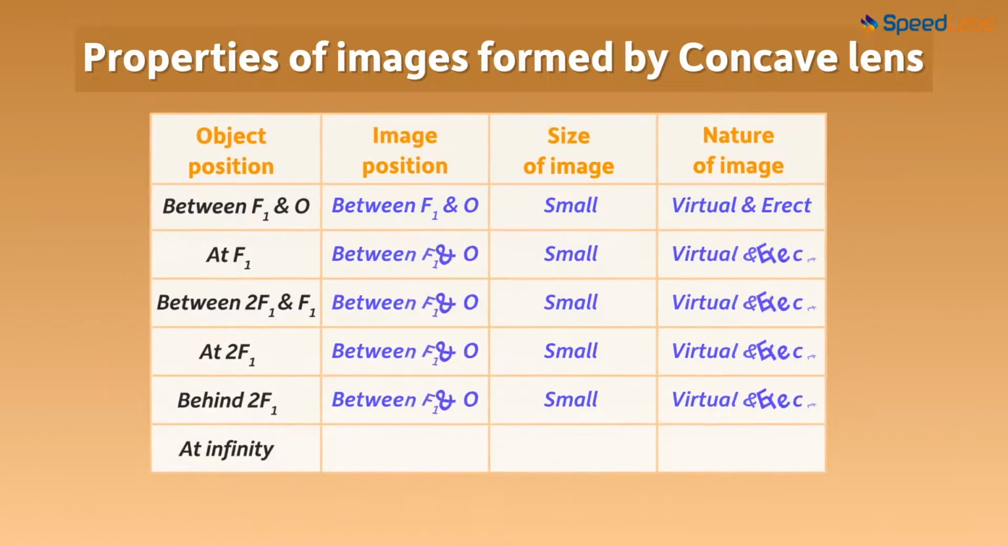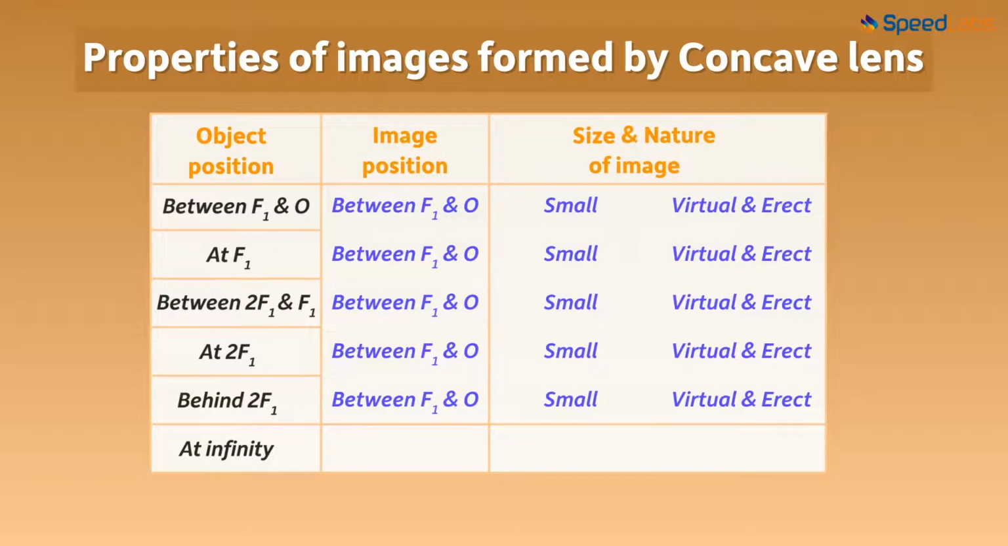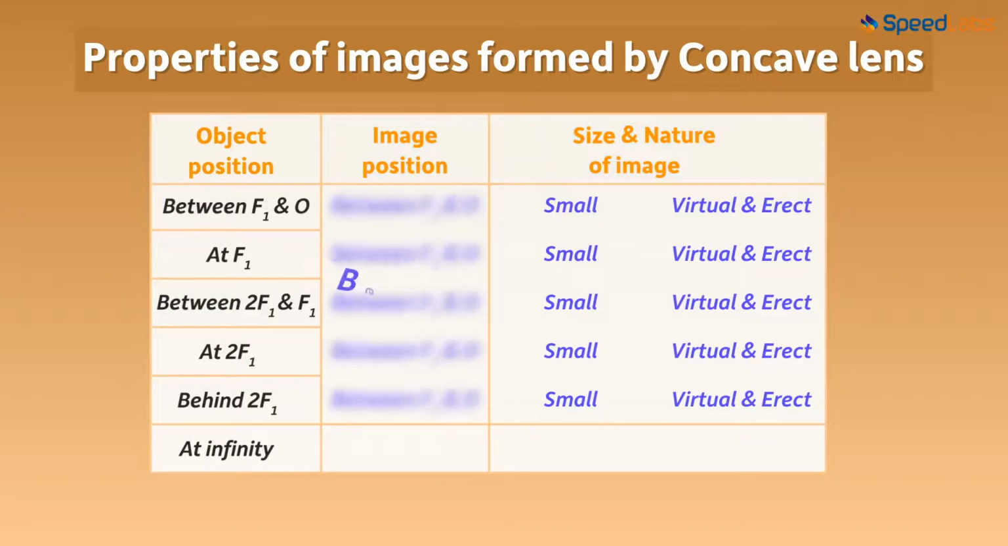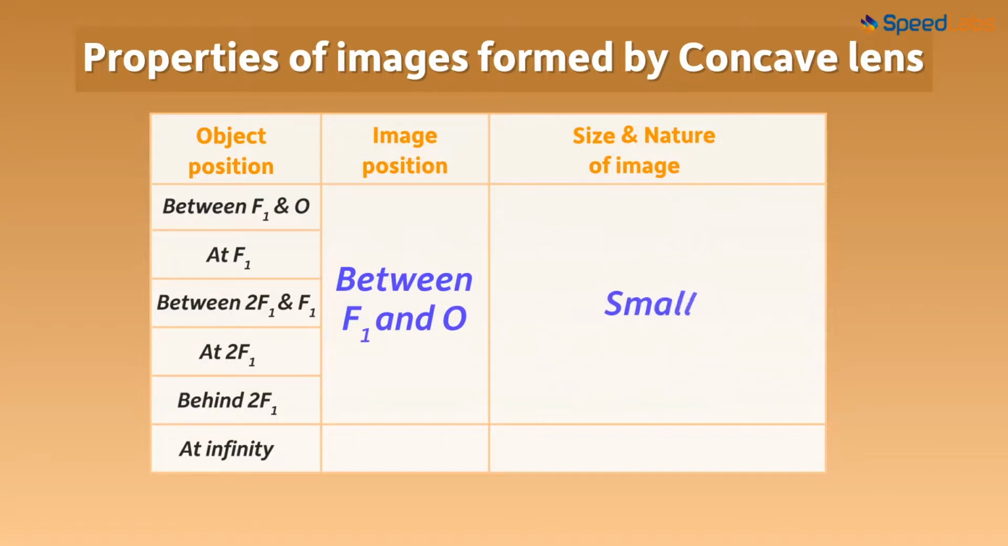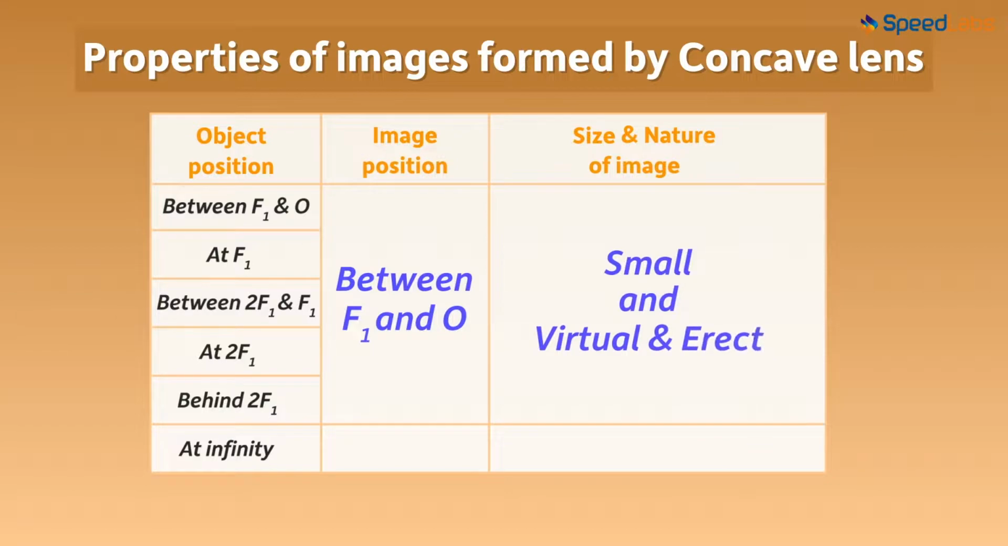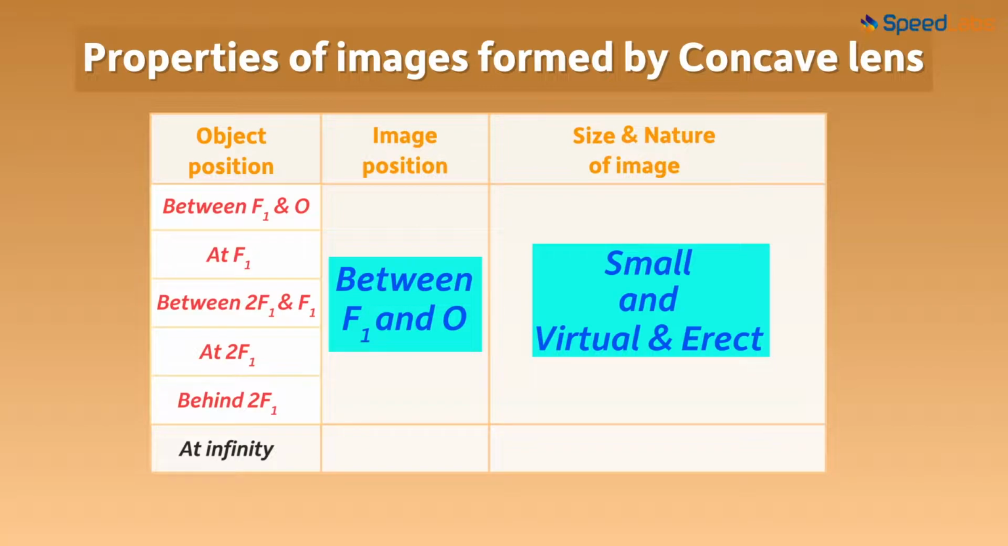As the properties are similar for the first 5 cases in the table, let's use just 2 columns on the right side of the first column. The image position and the size and the nature of the image. For all the first 5 cases, the image formed will be between F1 and O, and its size will be small, and the nature will be virtual and erect. For all these 5 cases, these properties are common.